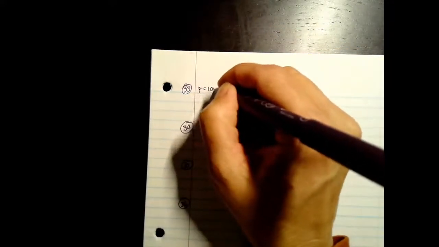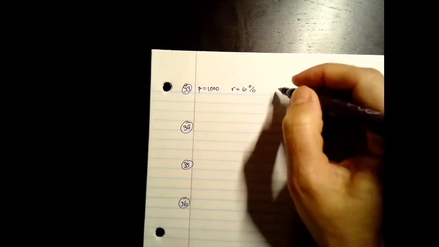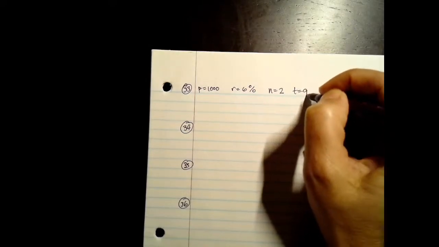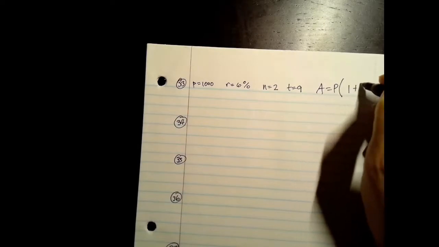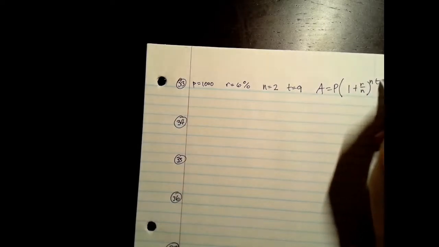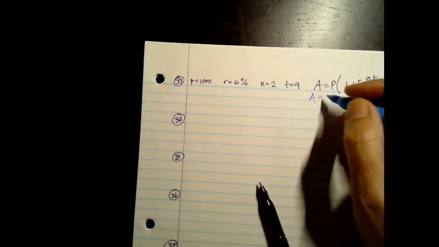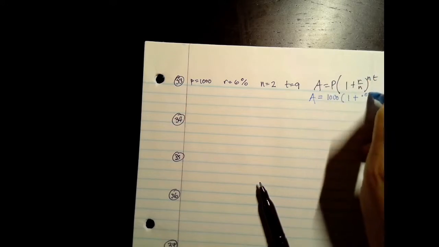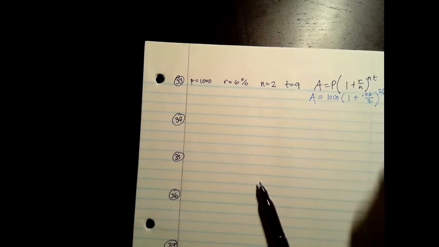So P is 1,000 at 6%, so R is 6%, compounded semi-annually, so N is 2, and for 9 years, so T is 9. Your formula was A equals P times parentheses 1 plus R over N raised to the NT. I'll go ahead and sub those in. So A, that's what you're looking for. It says find the accumulated value. Find A. So 1,000 times 1 plus 0.06 over 2, and then this will be 2 times 9.